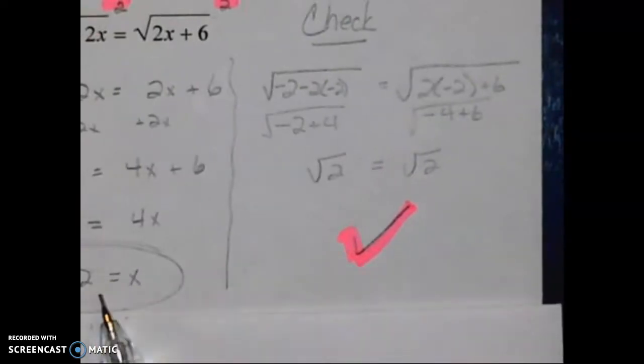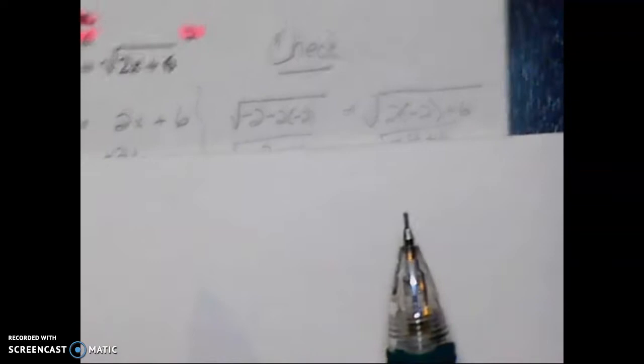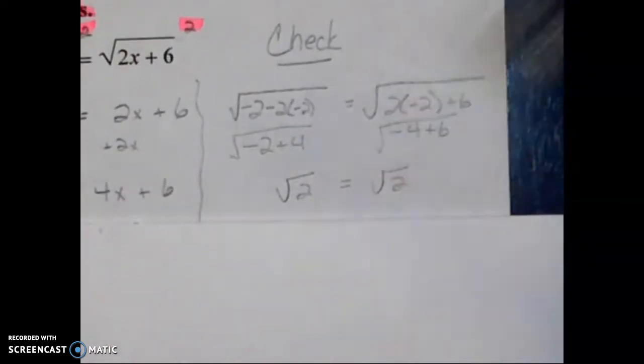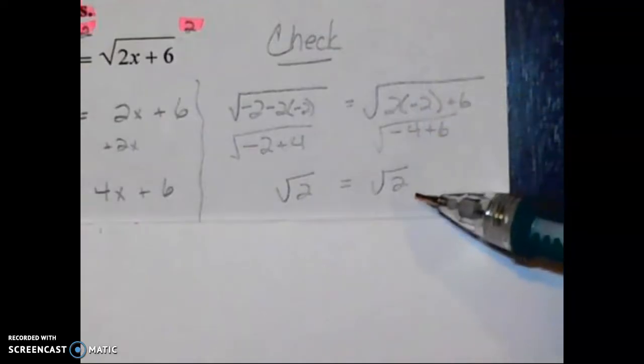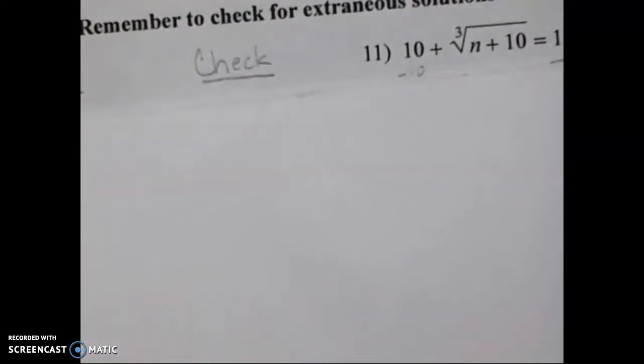Take your negative 2 and substitute it into each side of the equal sign. When I simplify the left side, I get the square root of 2. When I simplify the right side, the square root of 2. Woo, it worked. Okay, these are for you.